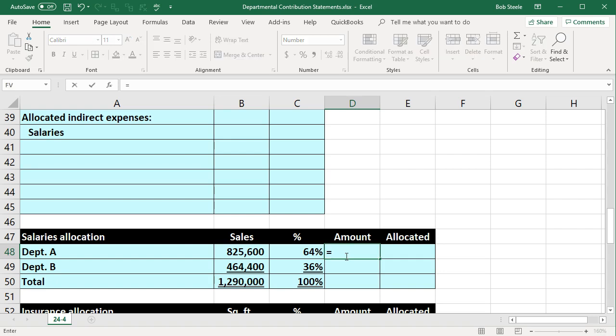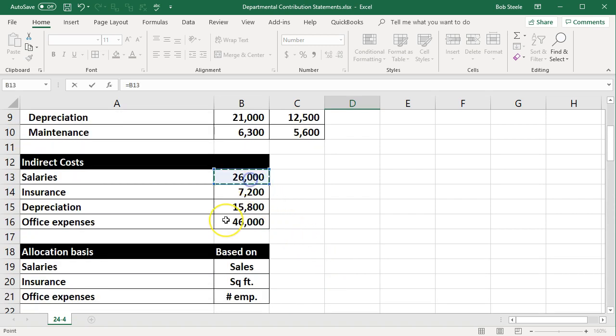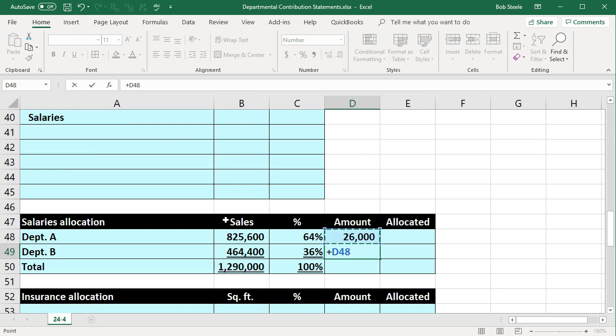So we're going to say this equals the amount of salaries, which was 26,000. So again, remember our problem here. We have 26,000 we need to break out between A and B. We're going to do that with the proportion of sales because we think that's a good allocation base to use, and therefore we're using the 64-36 allocation of the 26,000. So we know what the 26,000 is. We don't know how to allocate it between A and B. This is the method we'll use, 64-36, based on the sales ratio.